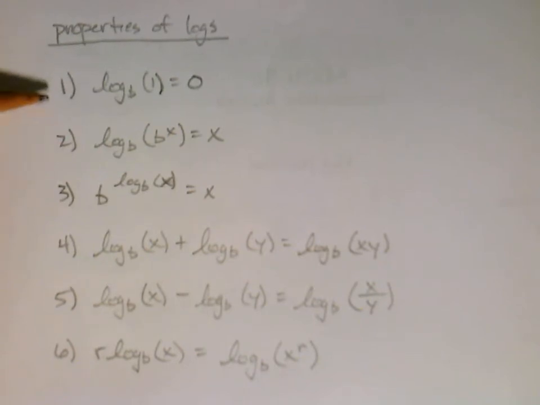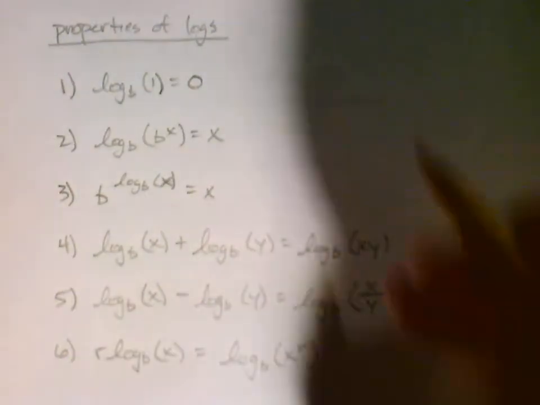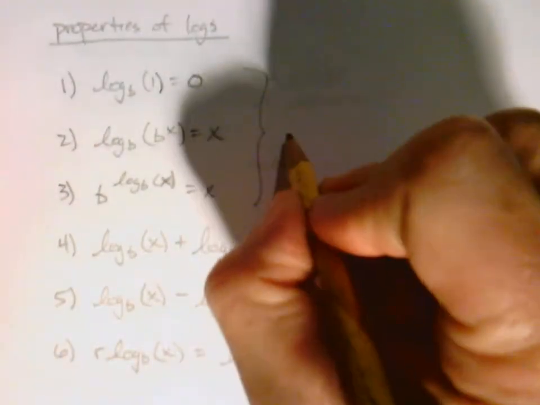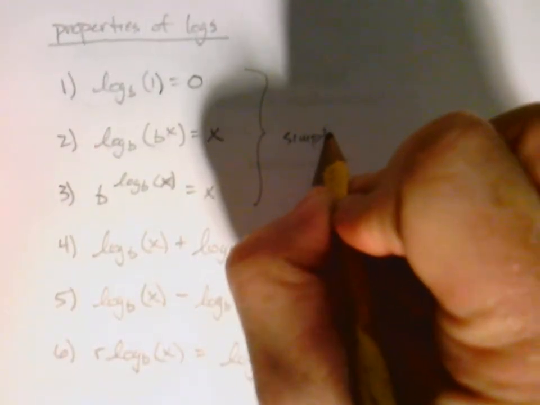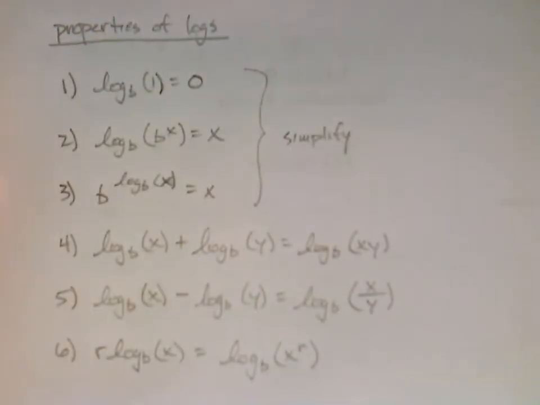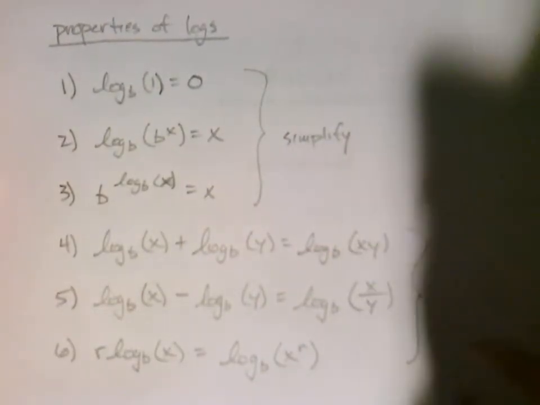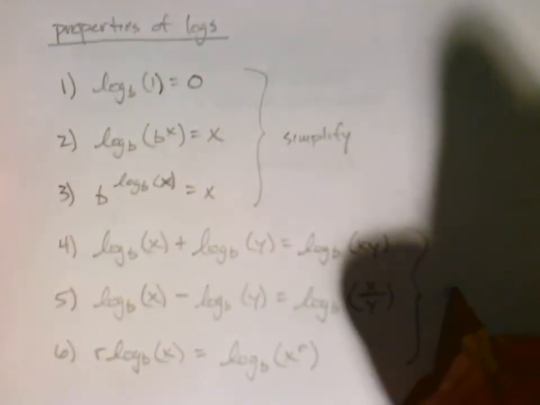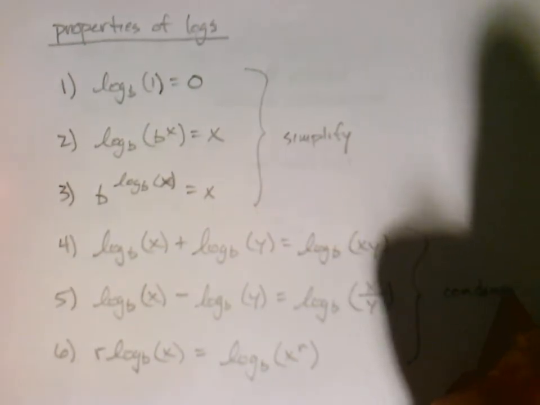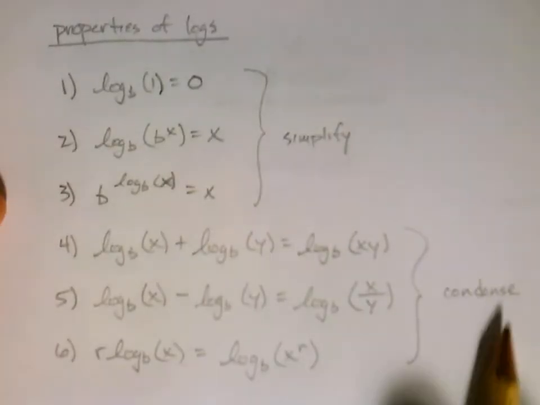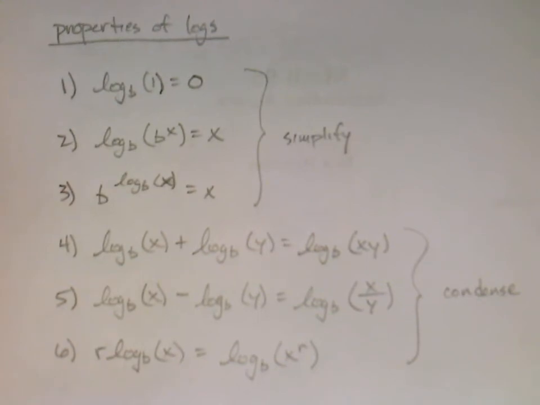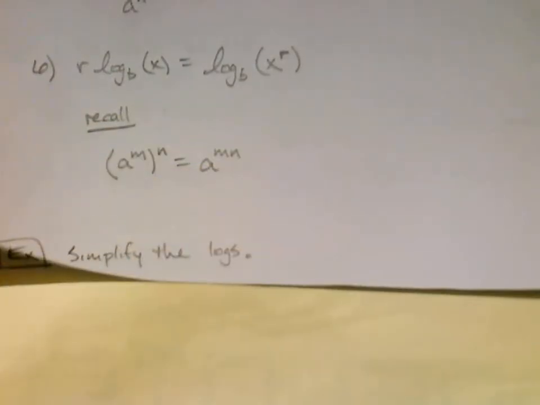Typically, we use the first 3 of these properties to simplify, and we use the second 3 to do what we call condense. And really, condensing is simplifying, but it's a special type of simplifying. Okay, so what do we have here? Let's keep this list handy maybe. Here we go. So we just finished all that.